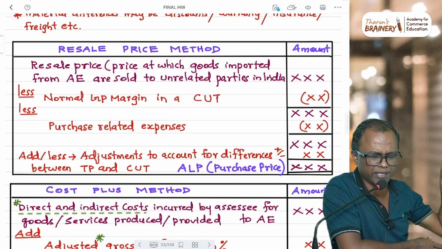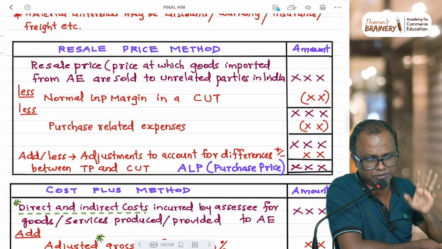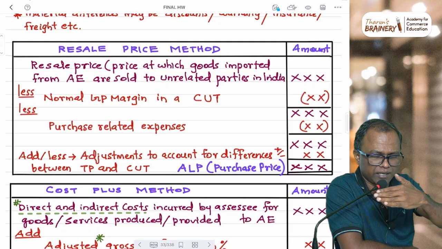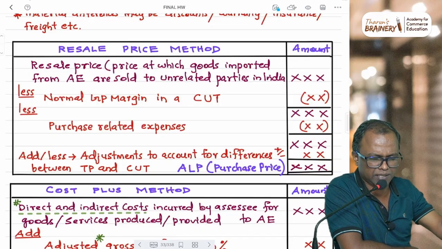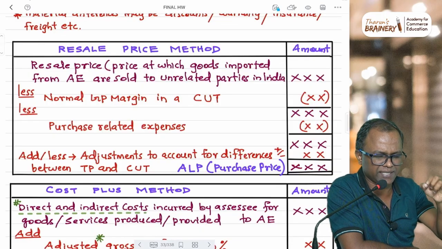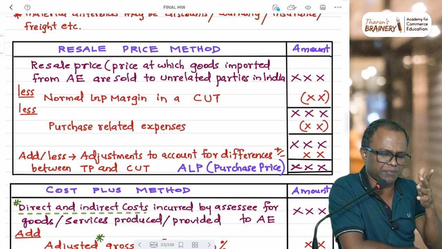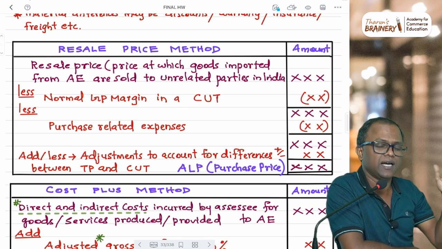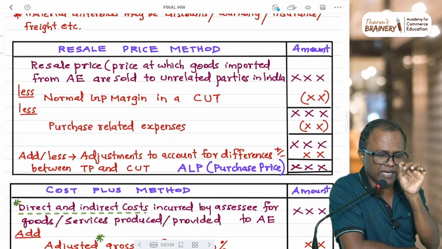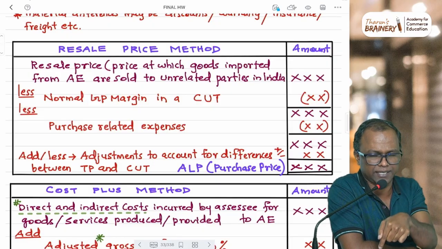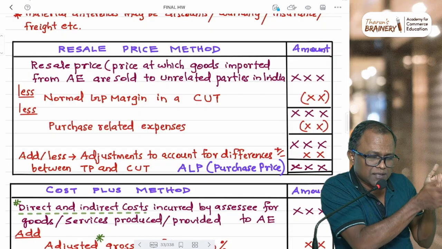If there is a similar type of material difference, that material difference should be adjusted to this price at the last step. Up to this point, do not consider any material difference. Simply take the resale price at which goods imported from the related party are sold to unrelated parties in India, and reduce the gross profit margin with the unrelated party. That means similar goods imported from an unrelated party and sold to an unrelated party in India. In that transaction, what is the normal GP margin? That GP margin should be reduced from this tainted price. We go to the cost, and from that cost reduce the purchase related expense. So this is a backward calculation.